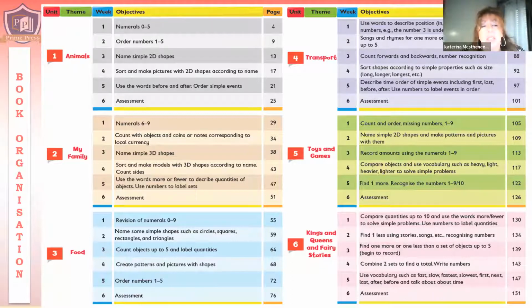Now, the organization of this, as you see, there are 6 units, and each unit is divided into 6 weeks. Week 6 is the assessment week here. So this gives you some kind of flexibility. You can decide according to your curriculum, how many weeks you have in the year, and how many teaching hours you have in your weeks, to decide how you're going to do this. Just a quick minute to have a little look.